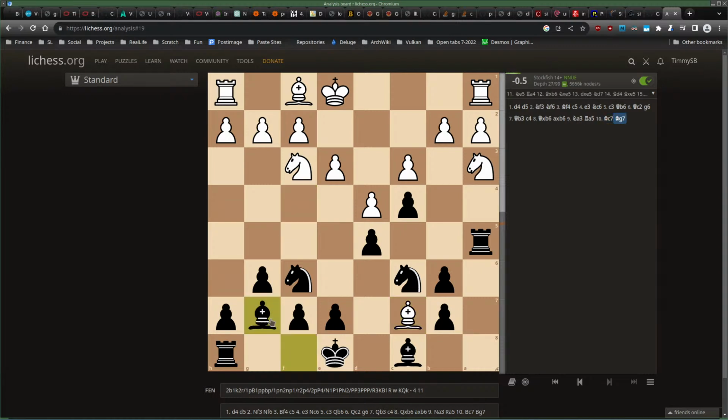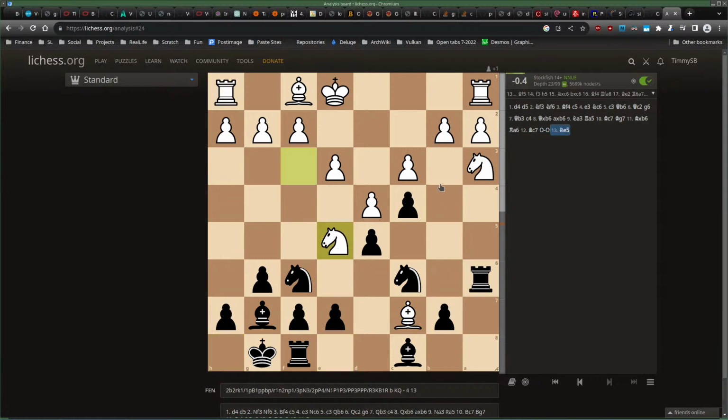Which I completely ignore. What if he just takes it? It's good for me-ish. Rook a6. Bishop back. Castle. Knight e5. Bishop f5. Just developing as if there's nothing going on here.